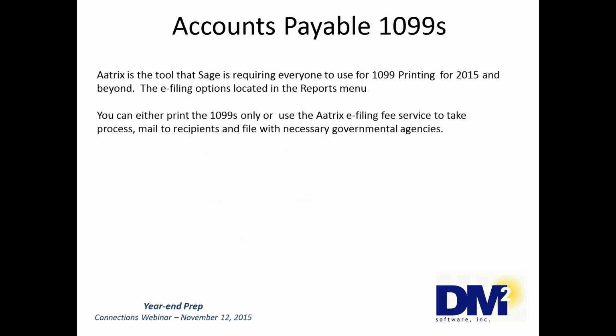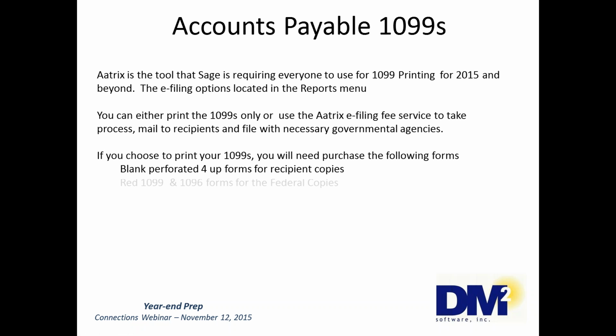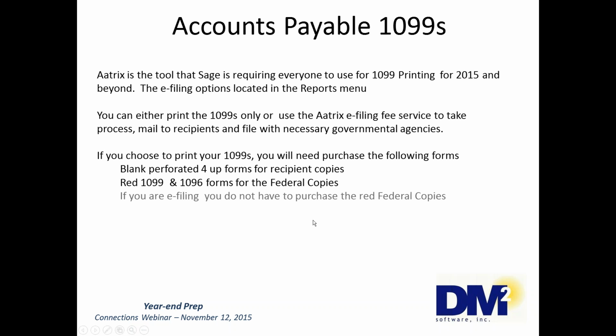And Atrix, their e-filing, they send everything, they process it, they mail it, and they file it with all the governmental agencies. If you're going to print your 1099, you get the blank perforated form for the recipient copies, and the red 1099 and 96 forms for the federal copies. So just keep that in mind if you decide to print your own form. If you're e-filing, you don't have to purchase the red federal copy.